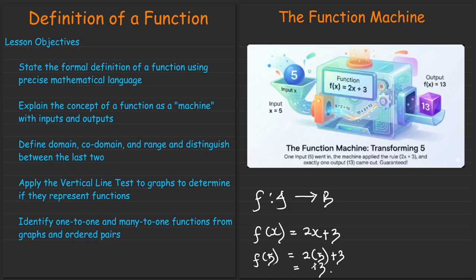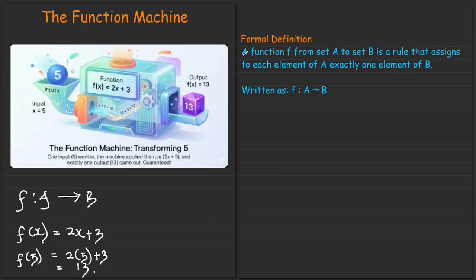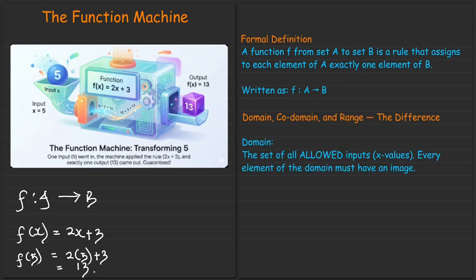So there are terms we need to identify over here. To define a function formally, we say a function f from set A to B is a rule that assigns to each element of A exactly one element of B. I think for now that is well settled with even this diagram. And as I said, it is written as f: A maps to B.